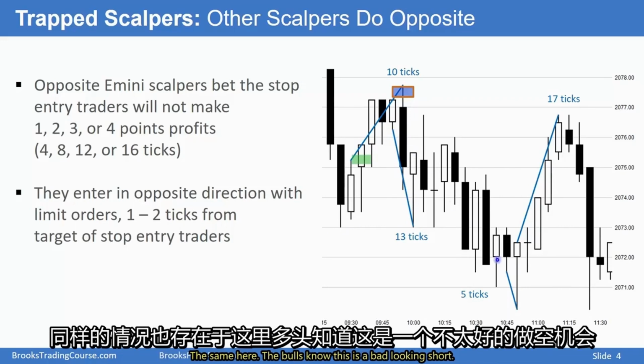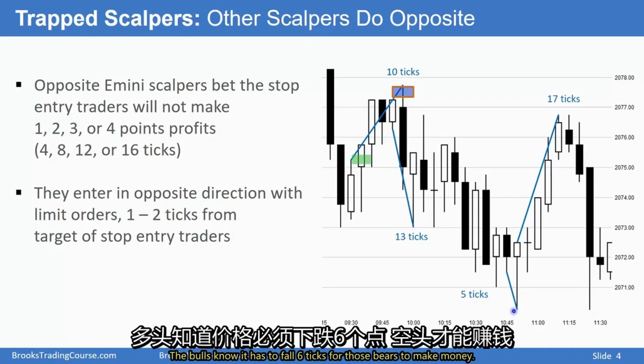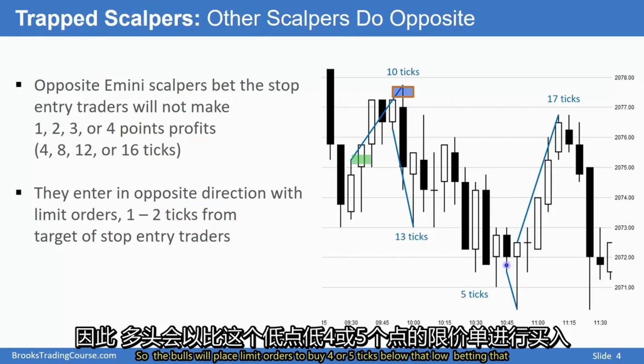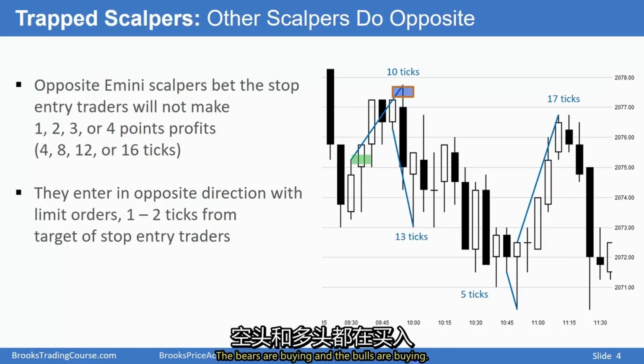The same here. The bulls know this is a bad-looking short. They know some bears will sell it, maybe only for a 1-point scalp. The bulls know it has to fall 6 ticks for those bears to make money, so the bulls will place limit orders to buy 4 or 5 ticks below that low, betting that the bears will be buying down there as well. If the bears are buying and the bulls are buying, the bulls probably will make money.